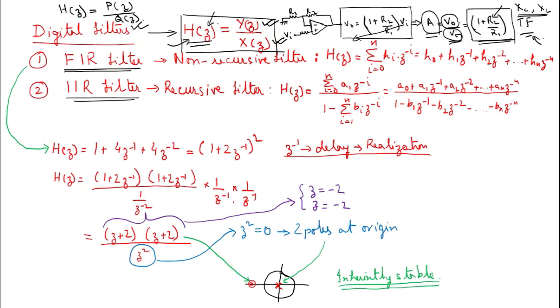Now, let us discuss what the differences are between the FIR filter and the IIR filter. Okay, as the name suggests, in the first case, FIR filter, finite impulse response, finite impulse response.